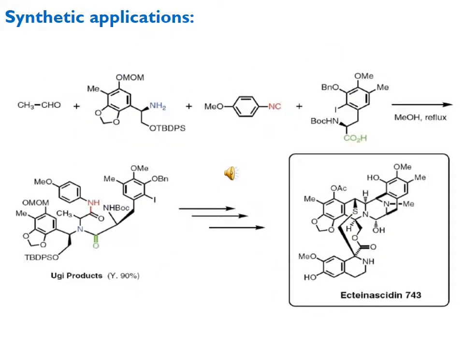Another drug which is used in medicinal chemistry, or you can say in the field of medicine, also uses this Ugi reaction pathway: aldehyde, acetaldehyde, along with amine, isocyanate, and carboxylic acid are interacting with each other, and you can see the formation of the Ugi product with 90% yield. And then the Ugi product, after a number of steps, has been converted into the drug molecule, which is termed ecteinascidin 743.